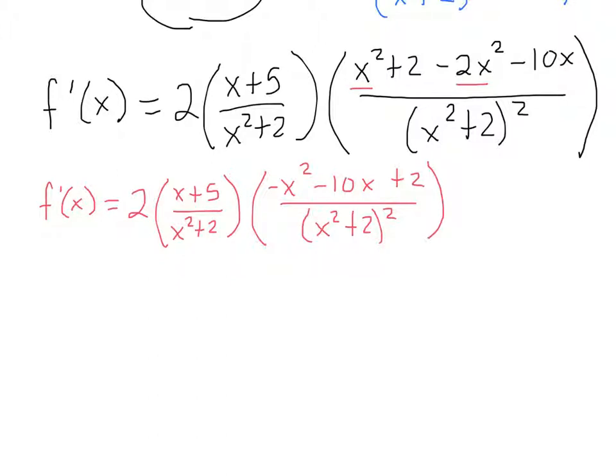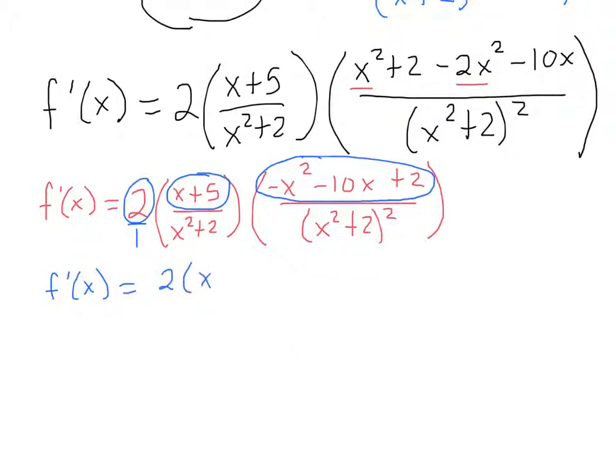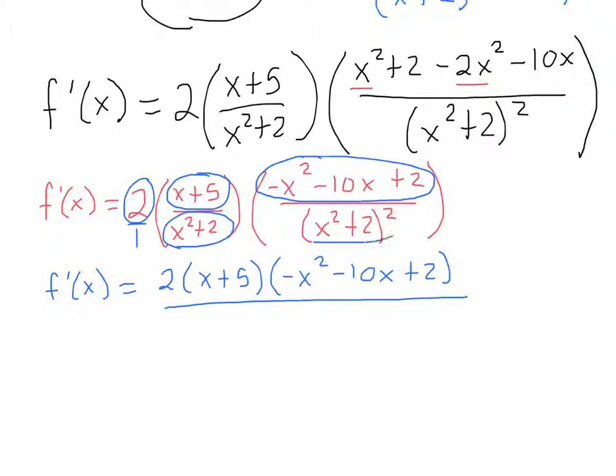And so I'm going to write f prime of x equals, now this 2 is understood to be over 1. So I'm going to multiply the 2 times the x plus 5 times the negative x squared minus 10x plus 2. And I'm going to put that all over x squared plus 2 times x squared plus 2 squared, which is x squared plus 2 cubed, because there's 3 of them. 1 here and 2 here makes 3.